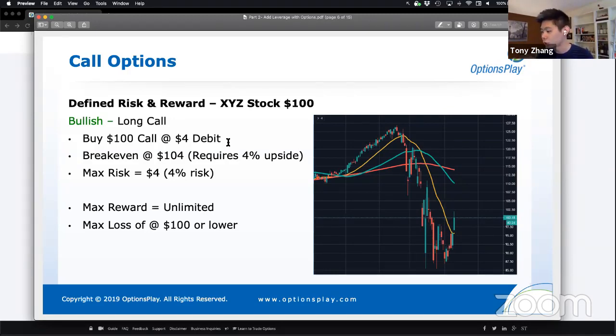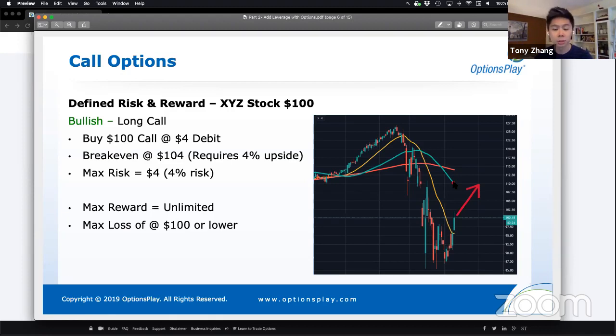So here I have a chart of a stock that's trading at $100. This happens to be Waste Management, but I've just pulled that because it happens to be trading around 100. Now, let's say I'm bullish on this stock. I think it's going to move higher in the future. Maybe I think it'll go to 110, where that 50-day moving average is on this particular chart.